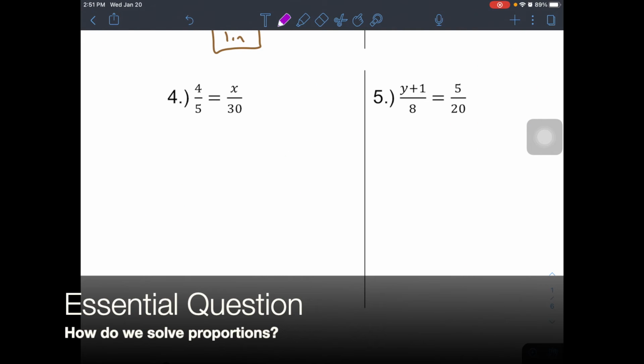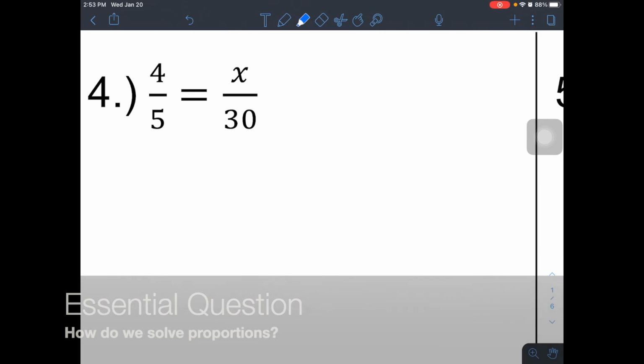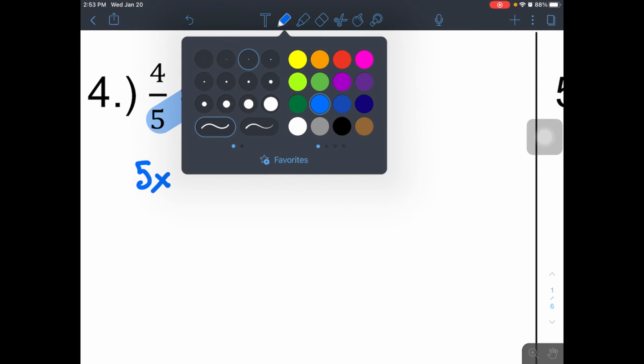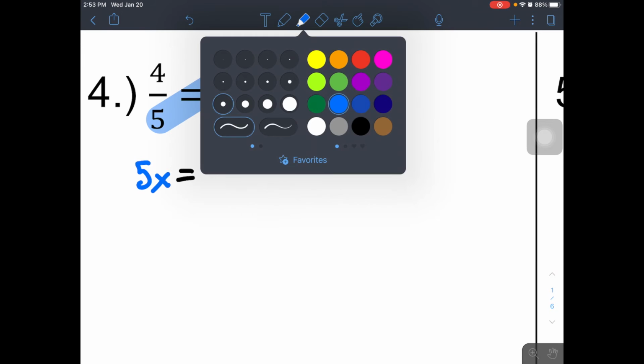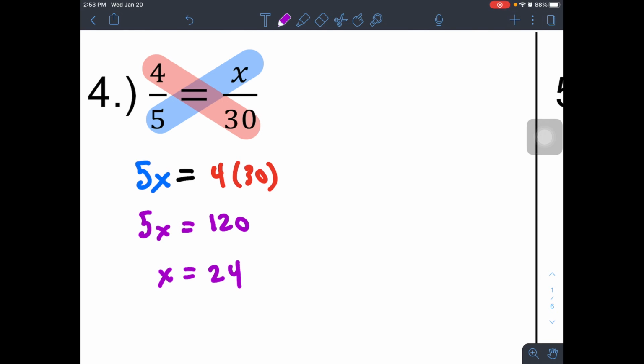Here we've got some proportions to solve. All right, so here we're going to apply that cross multiplication. Sometimes it's really helpful to grab a highlighter so that you can organize your math. So here we're going to do 5 times x first, and then 4 times 30. Now we evaluate and clean up and solve. So 5 times x is as simple as that one gets, but 4 times 30 is 120. Divide by 5 both sides. Turns out to be 24.